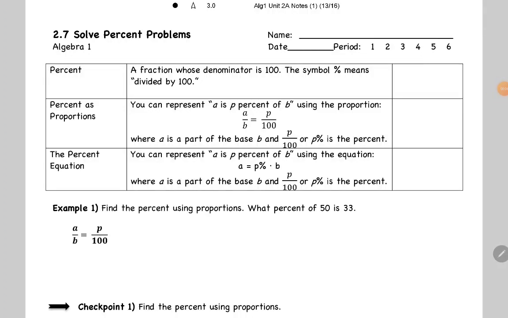Hello, this is Scholar Strife, doing some math today in Algebra 1. We're going to be looking at solving percent problems. So, we're going to put letters on our percent problems.